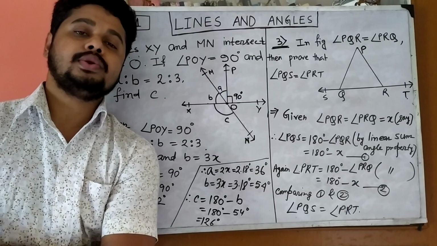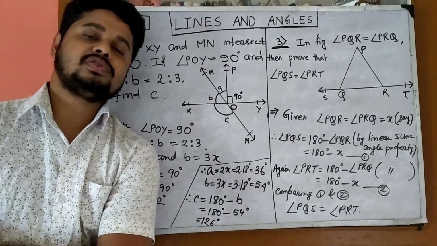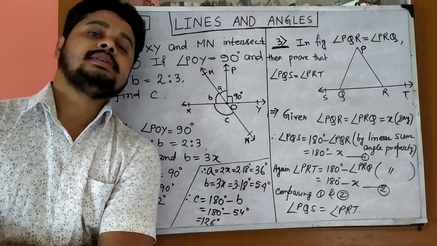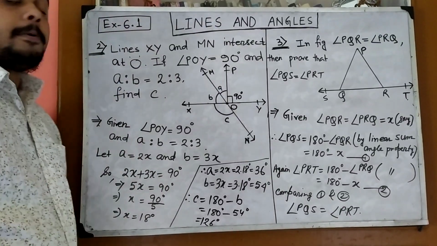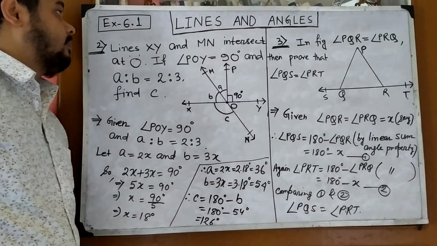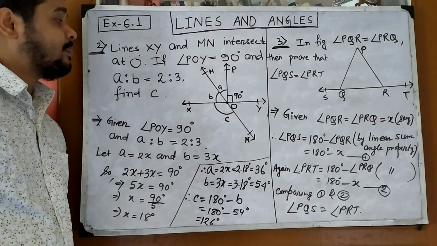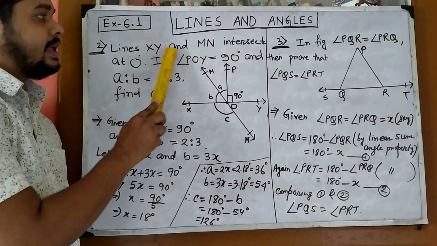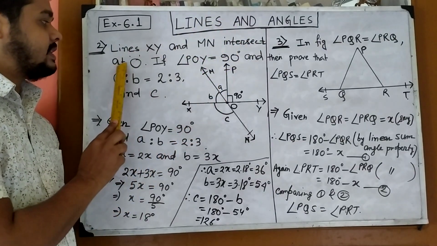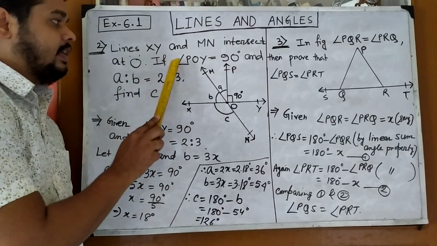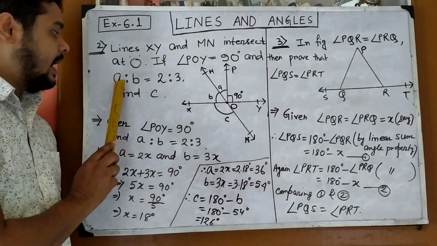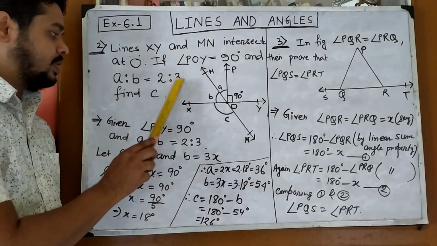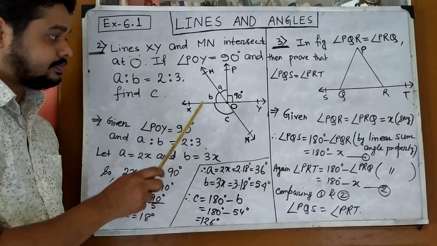Now today we are going to solve the remaining problems of exercise 6.1. Okay, let's start. Now the problem number 2: lines XY and MN intersect at O. If POY equals 90 degree and A is to B equals 2:3, find C.